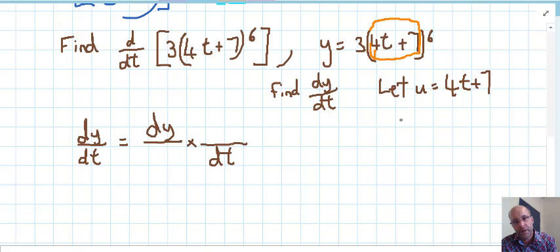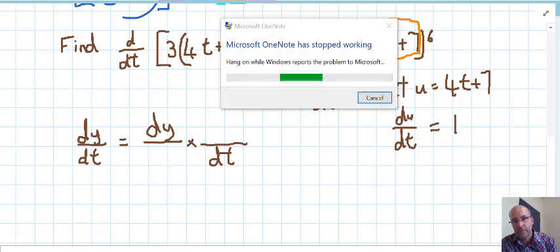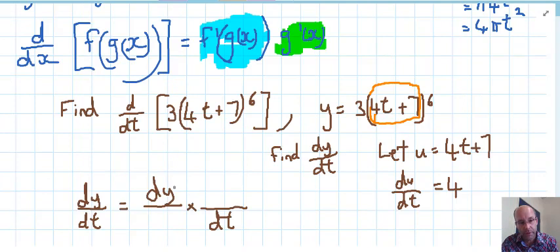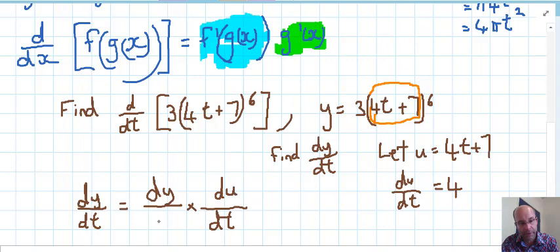Now, the derivative of, oops, that should be a u. Derivative of u with regards to t is easy to find. It's 4. So if du dt equals 4, and that's actually good news, because that will help us complete the pattern if we can get du dt there, and we'd also need a u there.